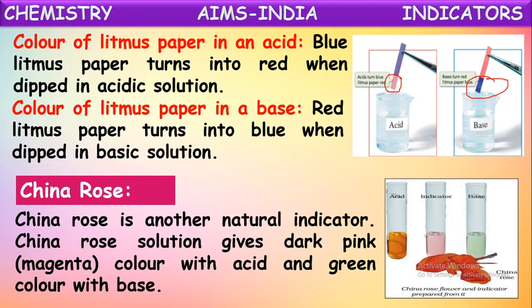When China rose is extracted into solution form, it forms a light pink colored solution. If you add this China rose indicator into an acid, that acid turns dark pink or magenta. When you add the same China rose solution into a base, it gives a light green color. It gives dark pink color with the acid and a light green color with the base. In this way, China rose acts as an indicator for detecting acids and bases.